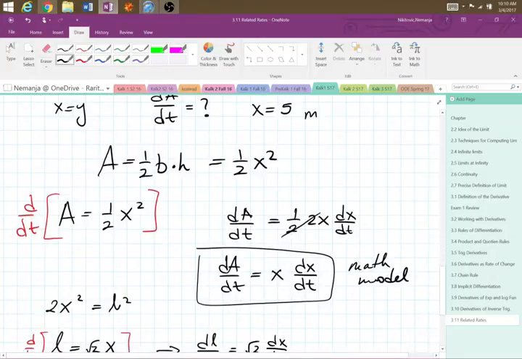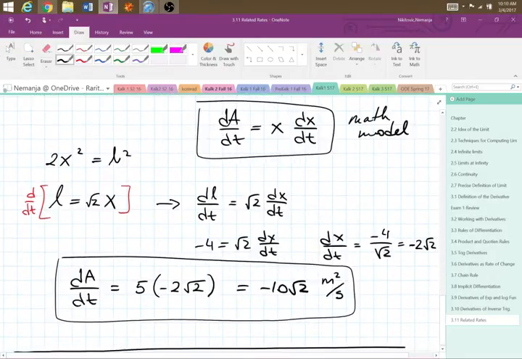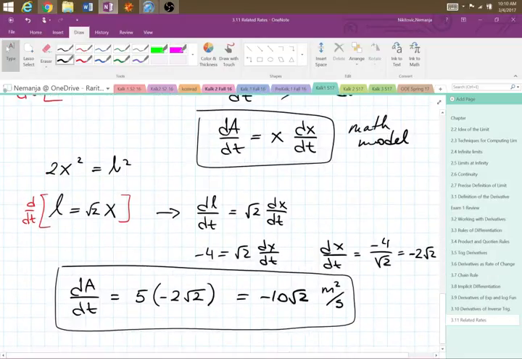It was negative 10 root 2. 10 times square root of 2. Meters squared per second, again, because it's area divided by time, length squared divided by time. Awesome. So now we have that, and that was great. I love it. Let's see what else we can do.